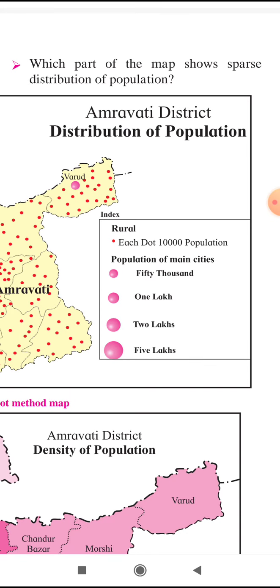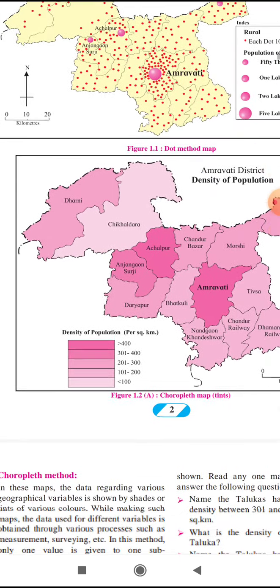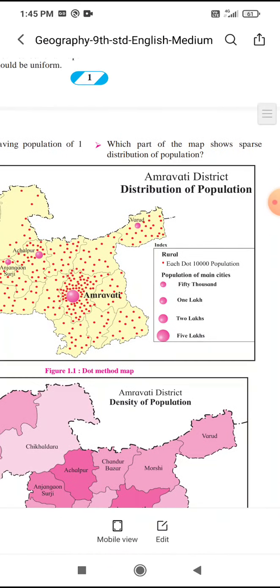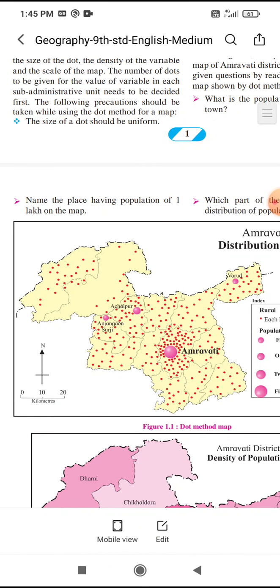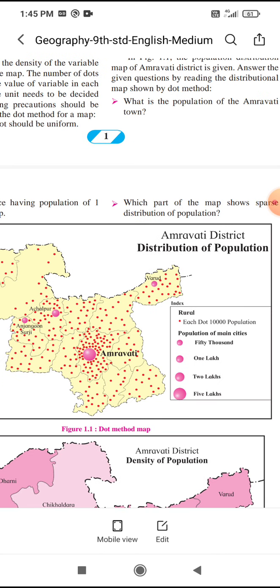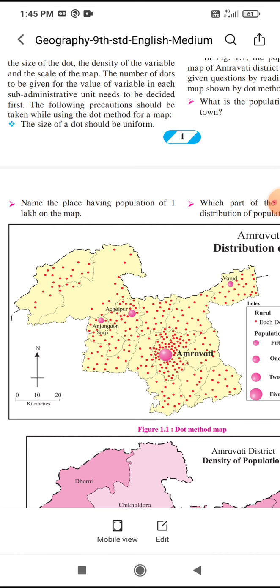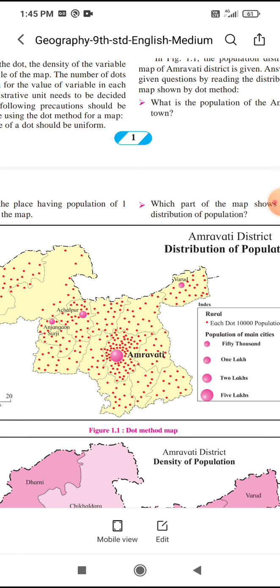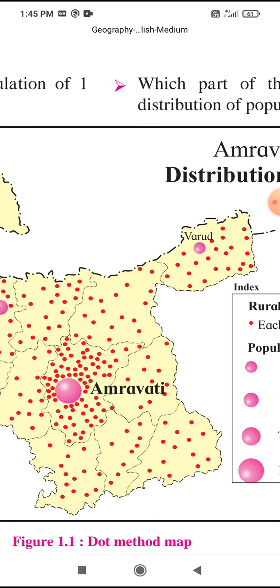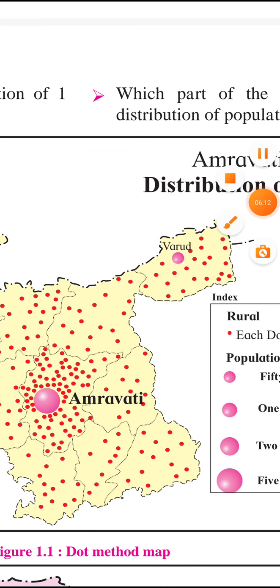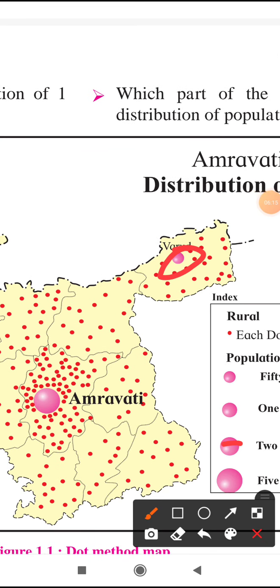Next, name the place having a population of 1 lakh on the map. Which area or place shows a population of 1 lakh? See, that is here. This dot shows Varud. In Varud taluka, Varud town's population is 1 lakh.